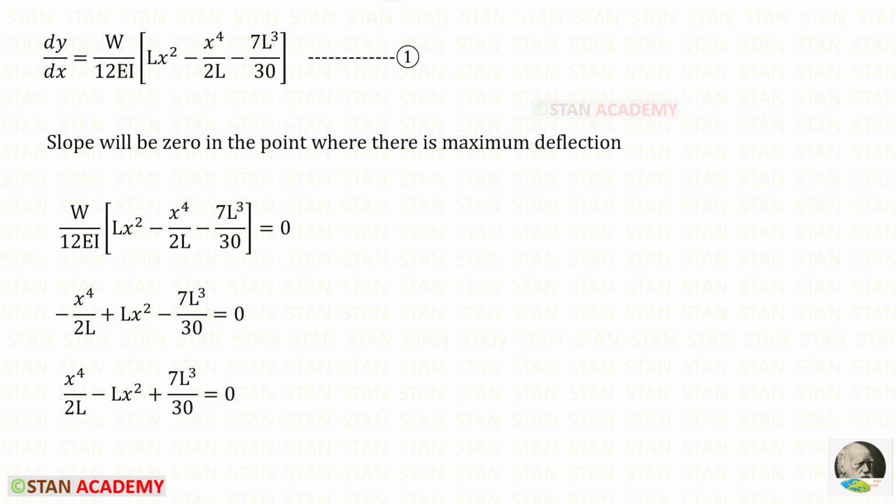We have to find the location where there is maximum deflection. Slope will be 0 at the point where there is maximum deflection. So for this, we need to apply 0. We can take this term on the other side. It will be 12EI/W. When we multiply anything with a 0, we will get a 0. Let us change the sign of these three terms so that we will get this.